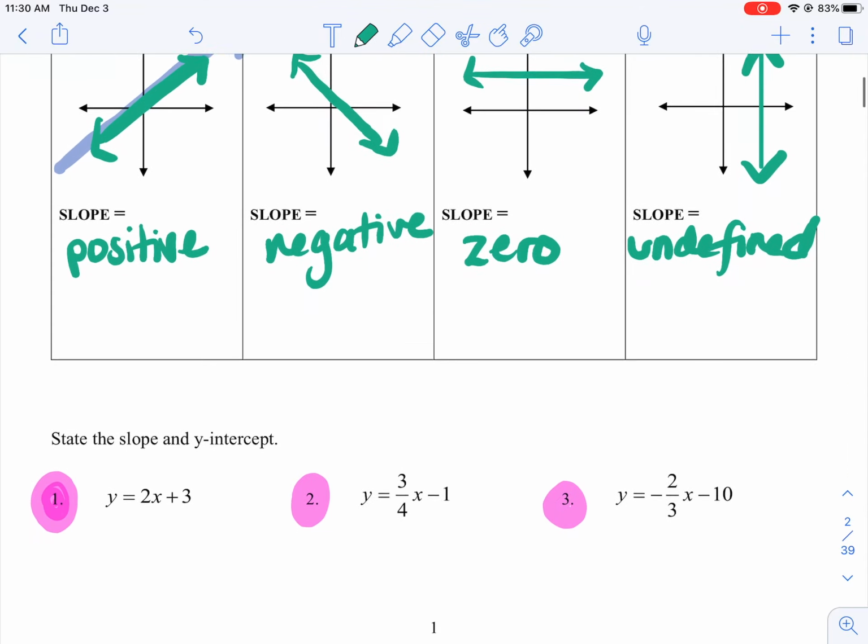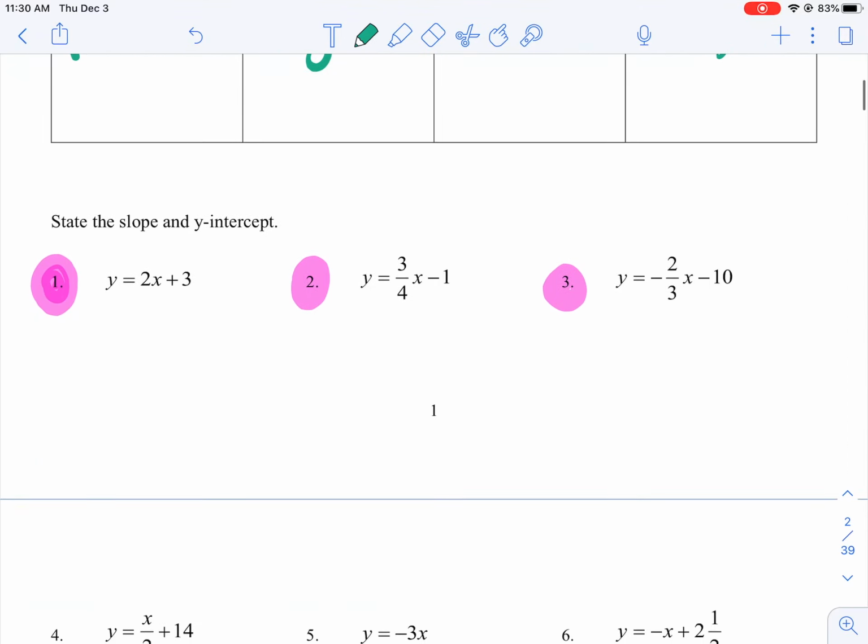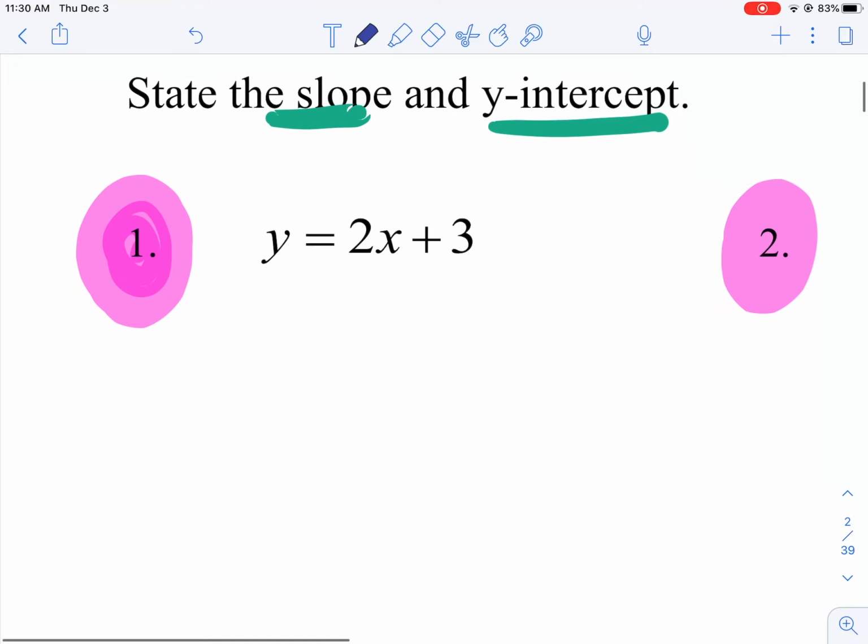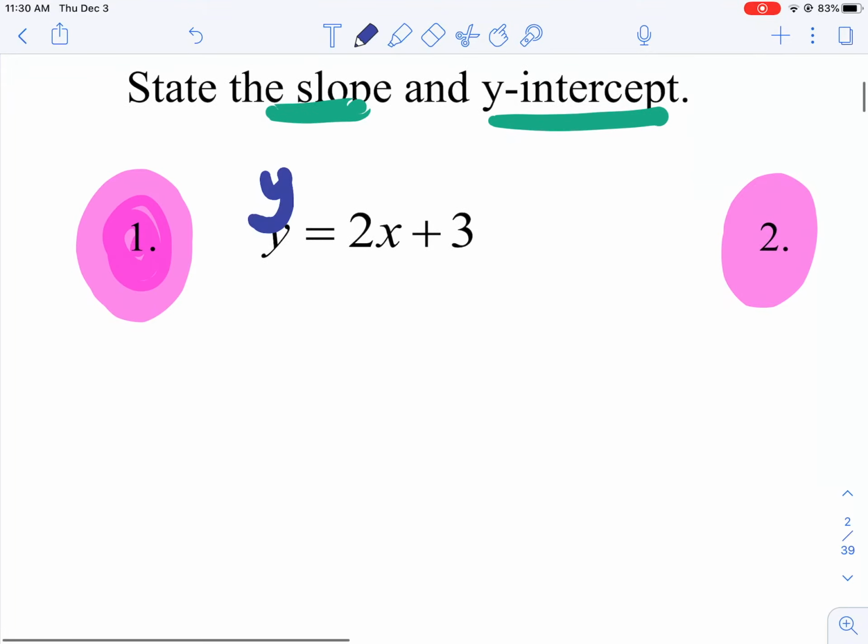You're good. And then what we're going to do today is practice how to find the slope and y-intercept given this y equals mx plus b form. So what's sort of nice is the first couple ones, I'm just going to write y equals mx plus b on the top.